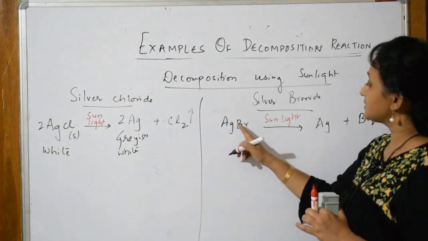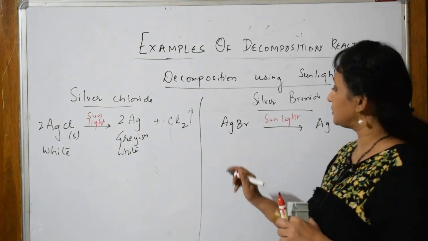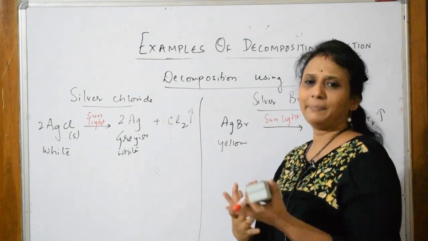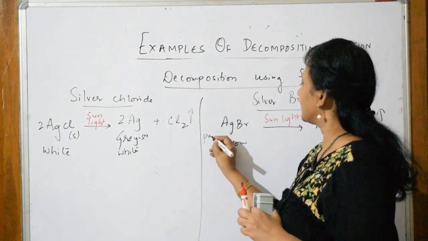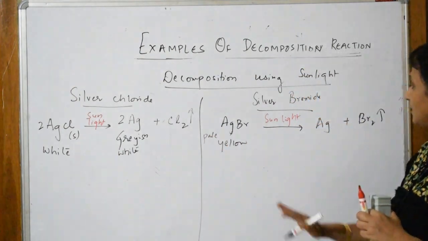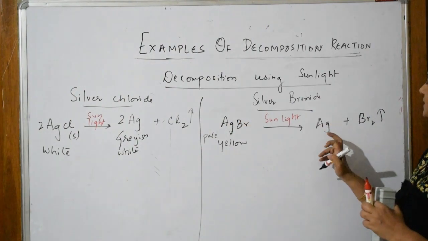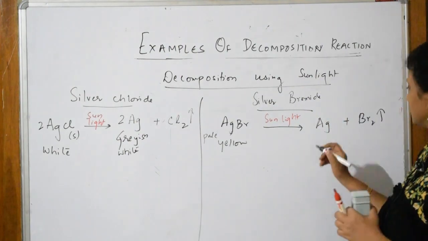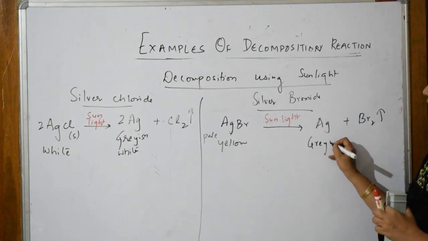Yes. Now silver bromide, what is the color of silver bromide? It is basically yellow in color. Okay, a pale yellow in color. Let us say pale, right? So pale yellow in color, right? When it breaks or when it dissociates, again it forms silver. Now what is the color of silver here? Grayish white. So here also it will be grayish white.